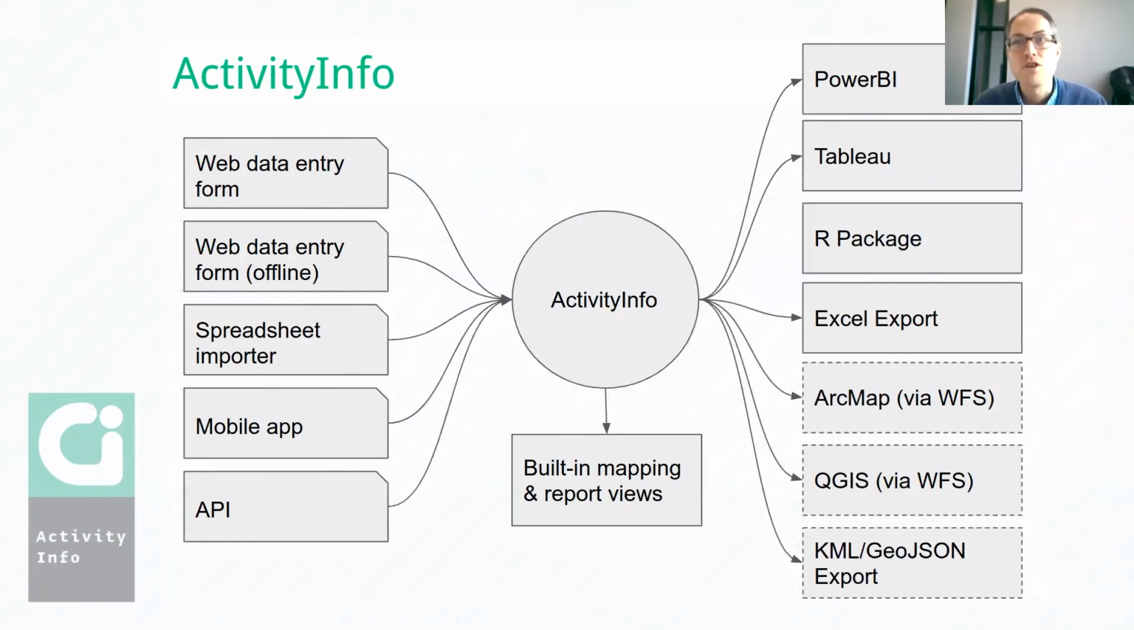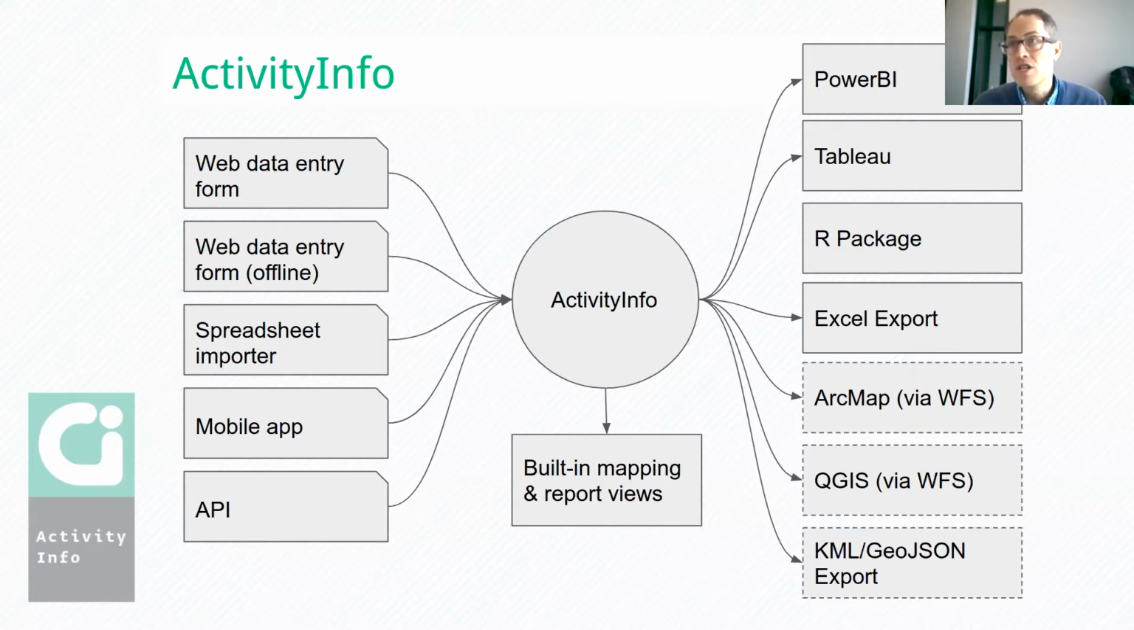So just to give you an idea of where this can fit in, ActivityInfo is generally used as the system of record. It becomes a central repository for the data that is critical to programs. You can bring in data from the web through a data entry form. You can work offline. You can bring in external data through a spreadsheet importer, through a mobile collection app, or through the API. We have built-in mapping and reporting tools that we'll spend a lot of time with today, but you can also connect it to external tools like Power BI, Tableau.